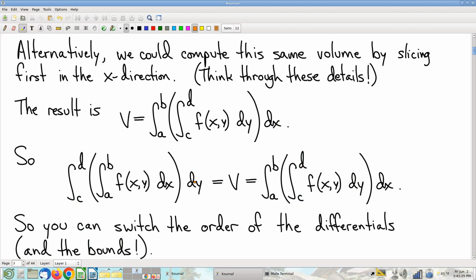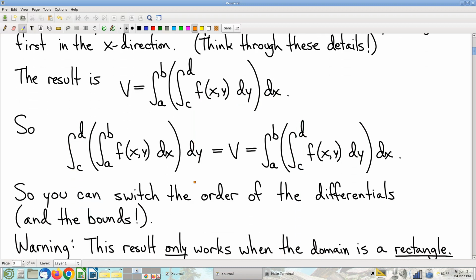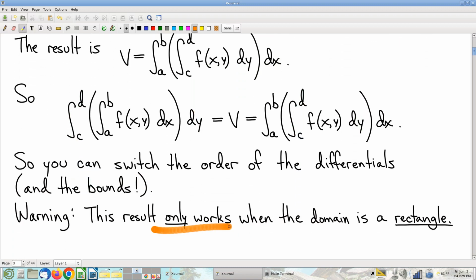I am going to throw out a word of warning. This only works when the domain is a rectangle. That's all we've even entertained here. We're doing integrals, computing the volume under graphs over rectangles. We have not entertained different shapes yet.